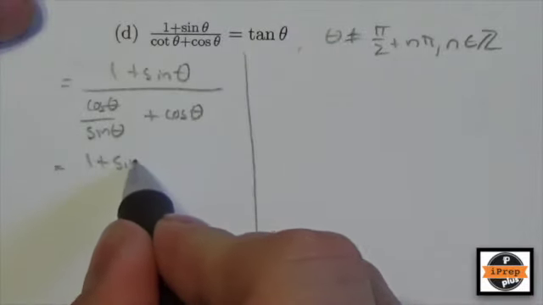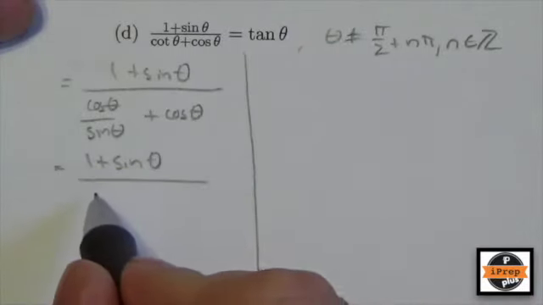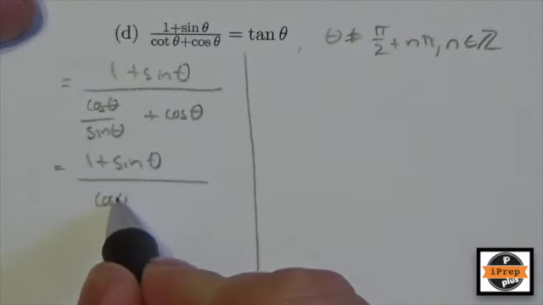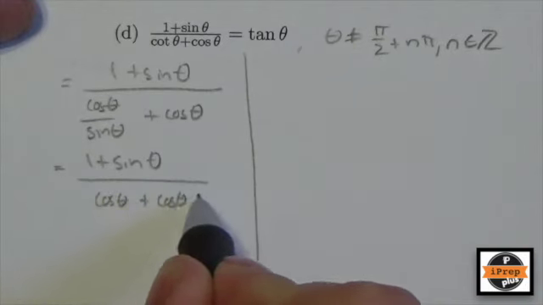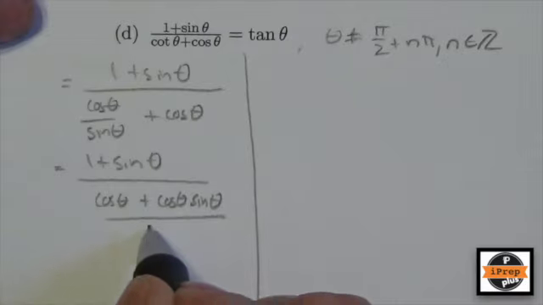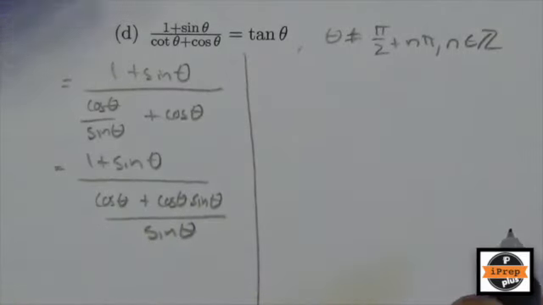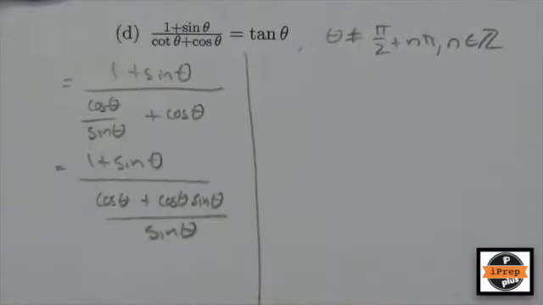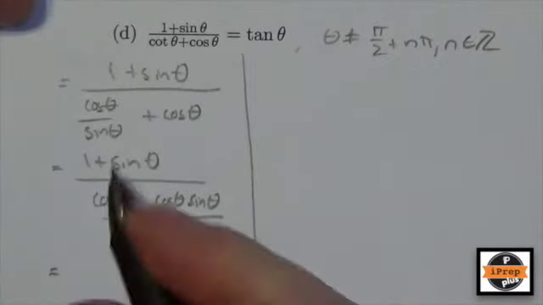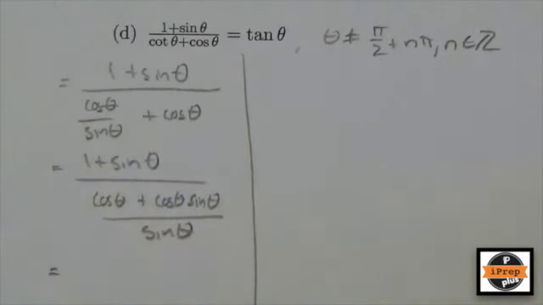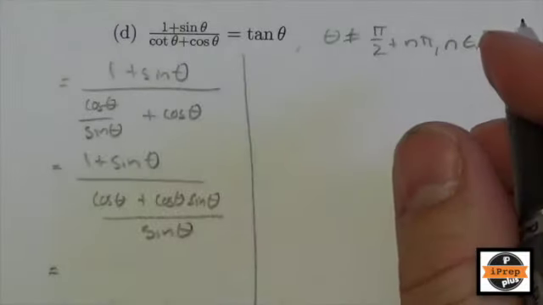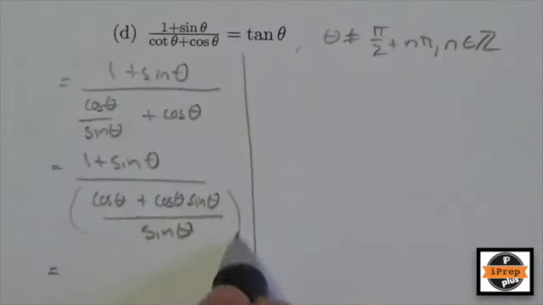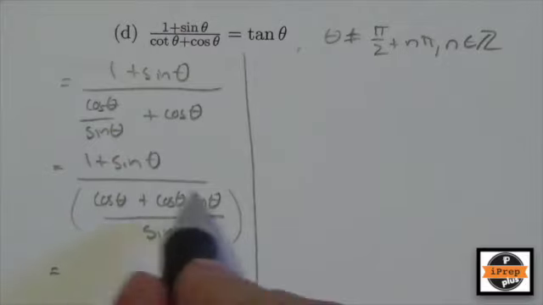So I'm going to get 1 plus the sine of theta, there's my numerator, over the cosine of theta plus the cosine of theta times the sine of theta, all over the sine of theta. Okay? Awesome. Now, do I see any Pythagorean identities? And the answer is no, I don't. Do I see any obvious algebra that I could do here? And yeah, I do. Notice I've got a common cosine to the numerator and in the denominator.